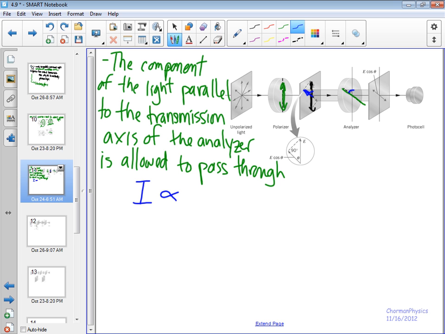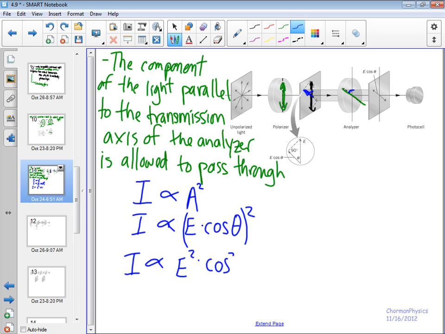What we actually see here is the amplitude of that part of the wave. The intensity is directly proportional to the amplitude squared, the amplitude of the electric field. So the intensity is proportional to the electric field times cosine theta, squared, since the electric field times cosine theta is the varying electric field right there. And that is directly proportional to E squared times cos squared theta.